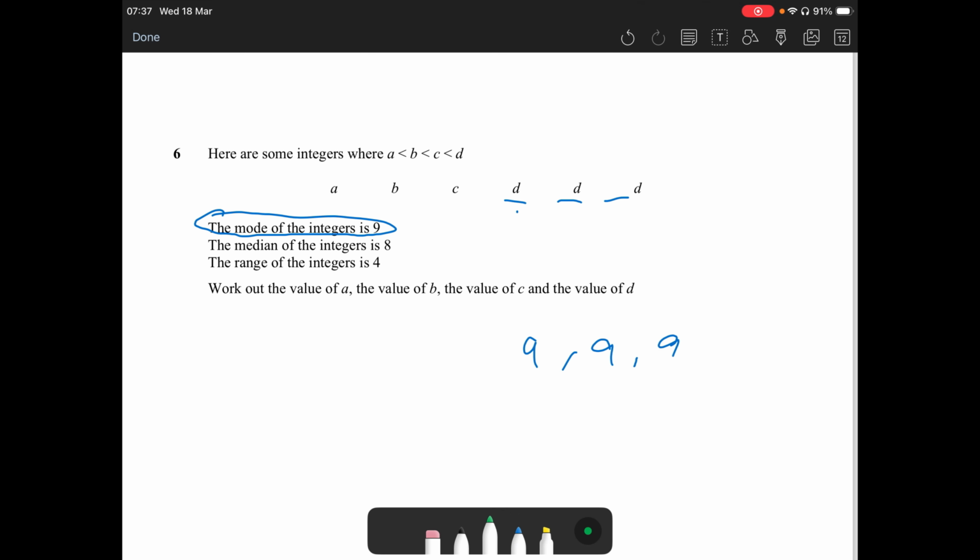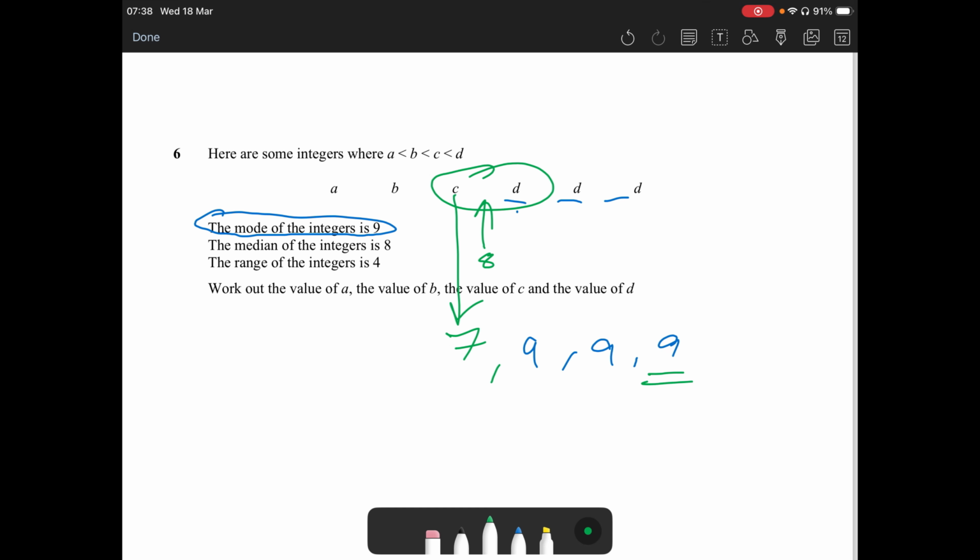Now the median's 8. When there's two numbers in the middle, the median's the one in between them both. So 8's halfway between 9 and what other number? Has to be 7, doesn't it? So we know what C is now. C is 7.